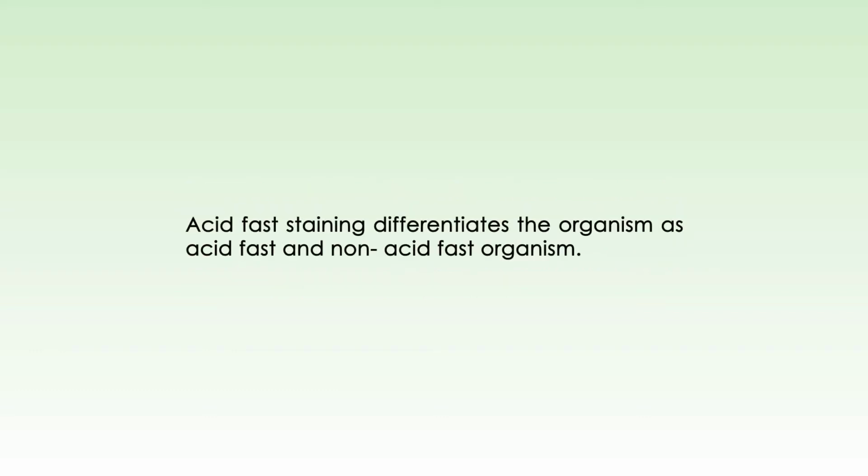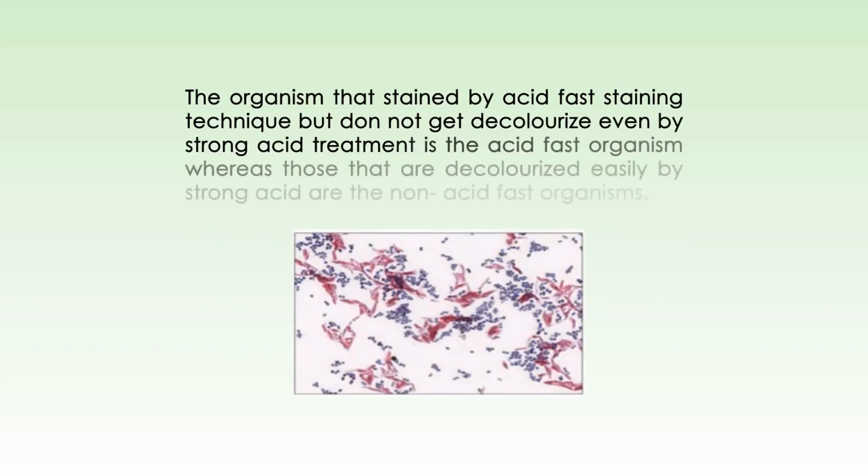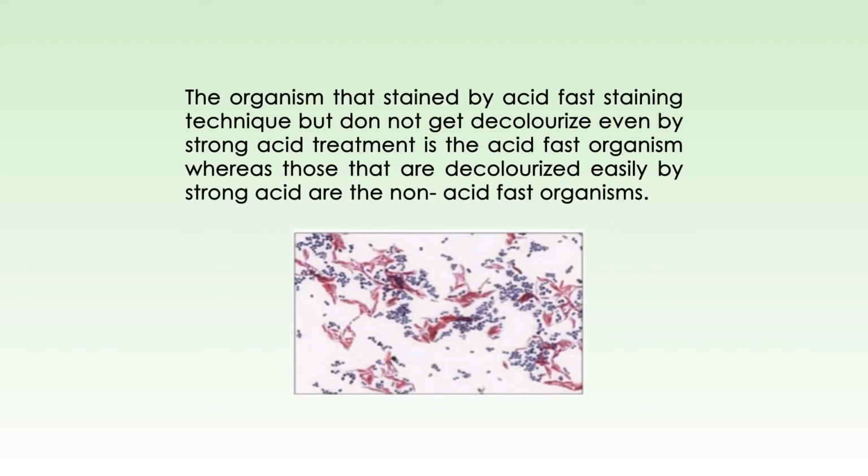Acid-fast staining differentiates the organisms as acid-fast and non-acid-fast organisms. The organism that's stained by the acid-fast staining technique but doesn't get decolorized even by strong acid treatment is the acid-fast organism, whereas those that are decolorized easily by strong acids are the non-acid-fast organisms.